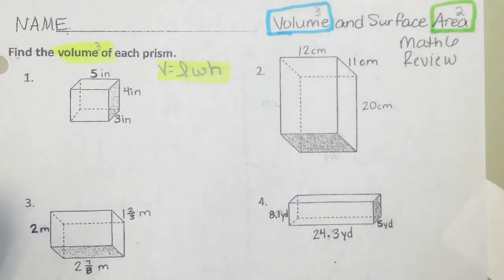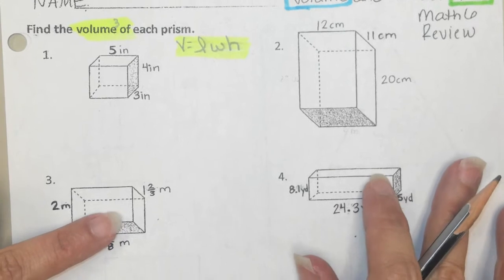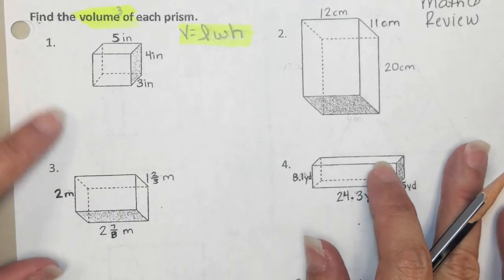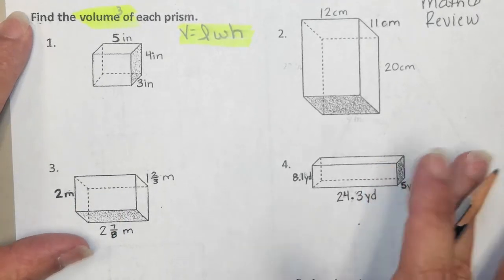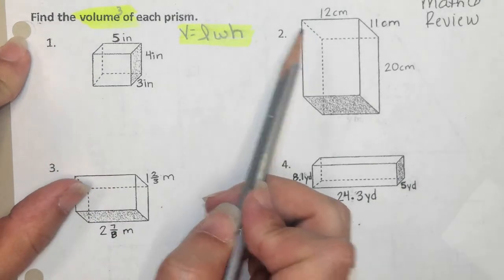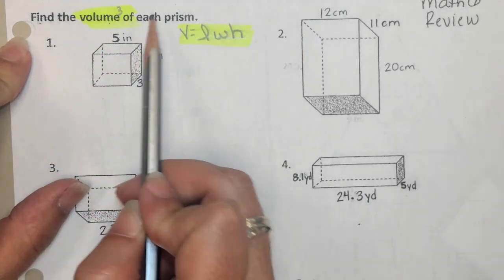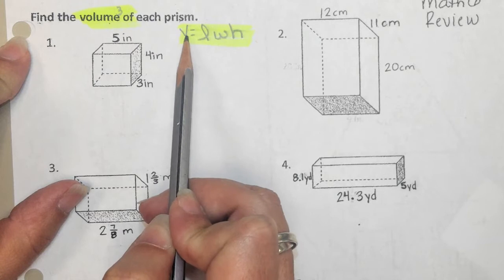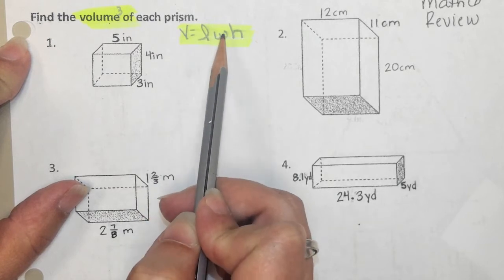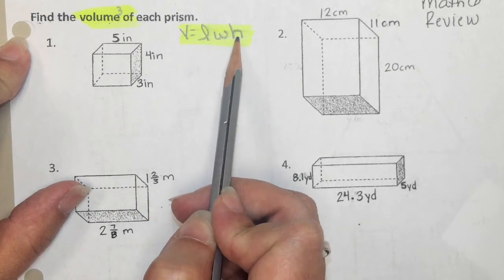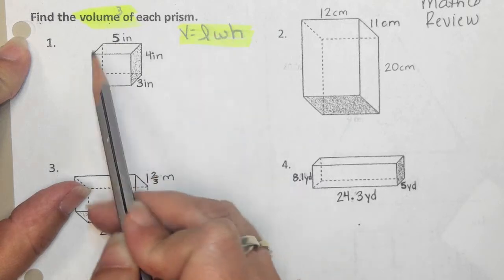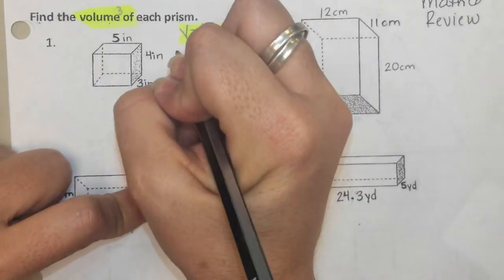Now, and this is the review. I'm just going to kind of go through it. I'm going to go kind of slow just for the sake of kids who might be out. Okay, number 1 here and 2 say find the volume of each prism. The formula for volume is length times width times height. Okay, I'm going to fill it in. Here we go. They're looking for volume.